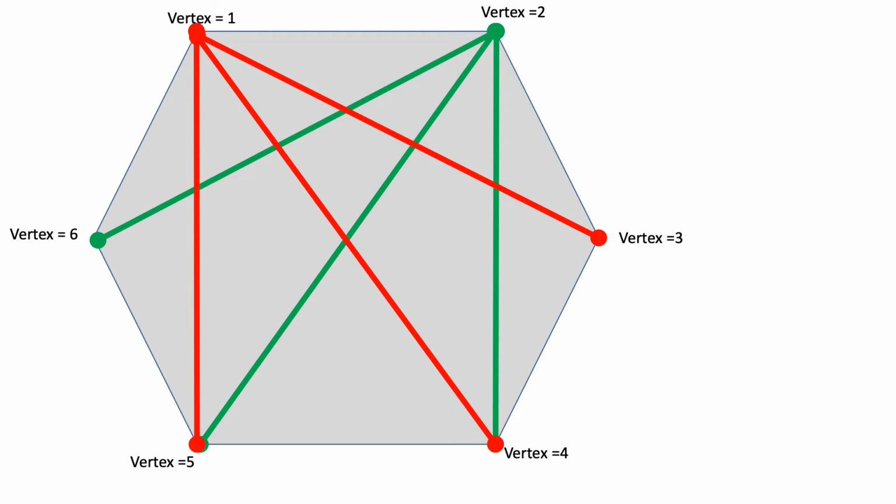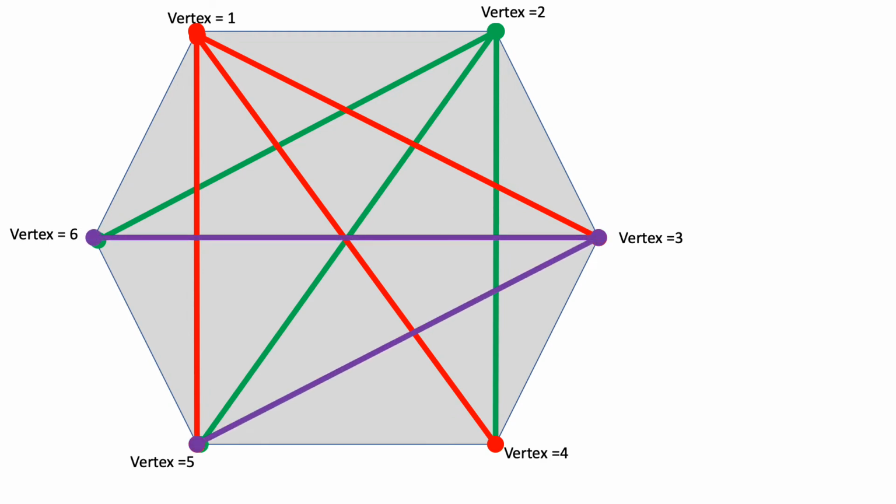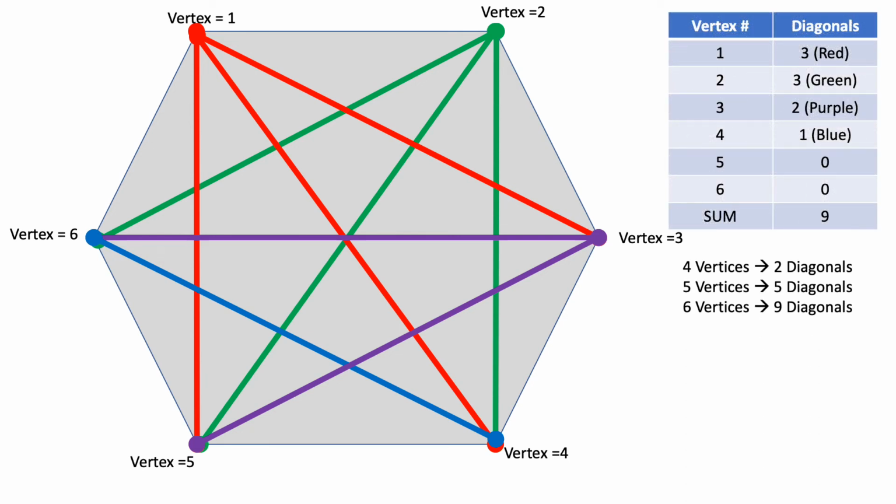Vertex 3 then has 2 purple and 1 already accounted red diagonal. Vertex 4 has 1 blue and 2 already accounted red and green diagonals. Vertex 5 and vertex 6 have no new diagonals which are not accounted. Thus, there are a total of 9 diagonals in a hexagon.